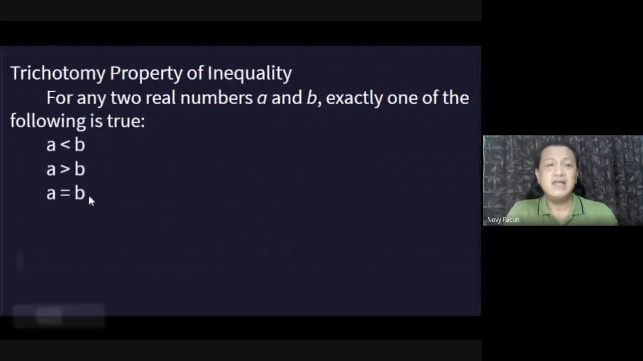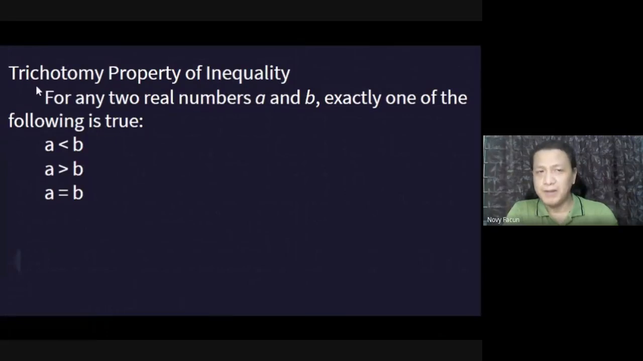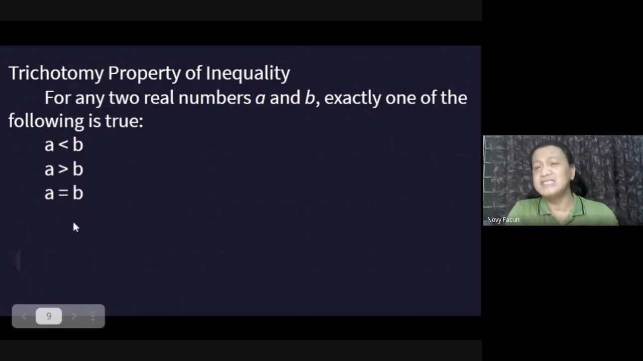So, next, we also have the trichotomy property of inequality. Ibig sabihin nito, for any two real numbers, A and B, exactly one of the following is true. Ibig sabihin, isa lang yung pwede maging totoo dyan. Hindi pwede sabay lahat yan. So we have the condition, A is less than B. Kung hindi siya less than si A, pwede siyang greater than. Ibig sabihin, A is greater than B. Or, kung hindi naman siya ay A is equal to B. Ibig sabihin, isa lang yung pwede maging true dyan sa conditions.